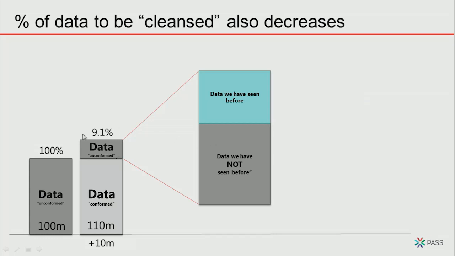But even of this data that is called unconformed, it hasn't been mastered yet, what we also found is that we're basically asking the question, have we seen this before? So have we seen this product before? Have we seen this customer before? If we have, we don't have to master it. It's already been done. And we have all of the conformed data already in our data lake. And only for that stuff that we haven't seen before do we push off to the data quality service. This diminishes over time.